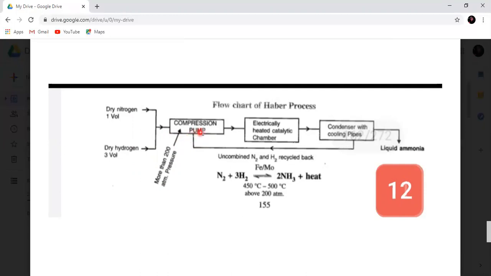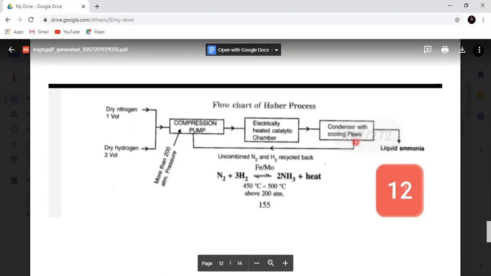And after that, they enter into the catalytic chamber, that is electrically heated, means the heat is being provided. The temperature is maintained here. Catalyst will give its effect, and the reaction will proceed, and the rate of reaction here increases. After this reaction, what will happen? This reaction becomes very exothermic. It is passed down to the condenser with the cooling pipes, so that the system doesn't blast.